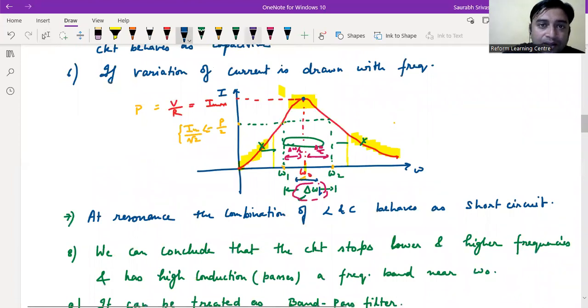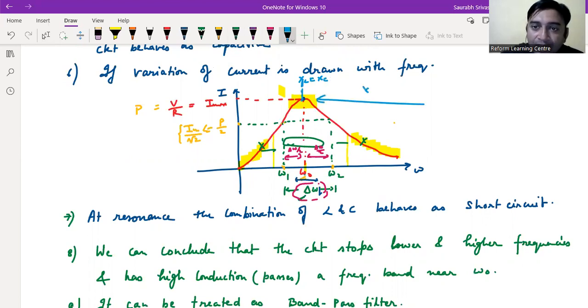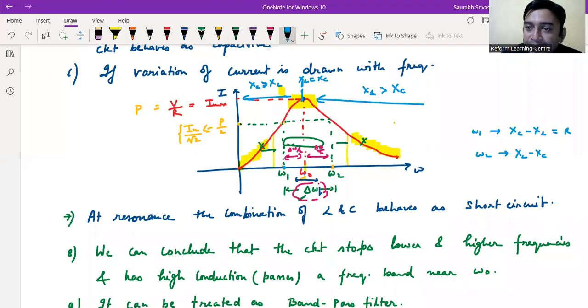We divide this graph in two parts. At this point, omega naught, XL is equal to XC. In this part, XL is more than XC. And in this part, XC is more than XL. So for omega 1, we will put XC minus XL equal to R. And for omega 2, we will put XL minus XC equal to R.